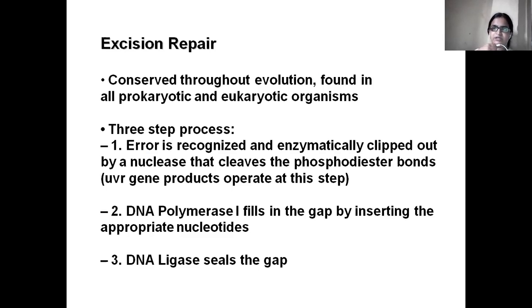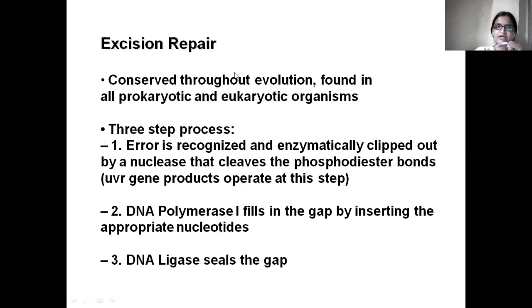So wherever there is a mismatch in the DNA molecule, it is recognized, and then a nuclease will cleave the phosphodiester bond between two adjacent nucleotides, and then a part of the DNA is removed where there is a problem, and then DNA polymerase 1 will fill the gap by inserting the appropriate nucleotides, and then DNA ligase will seal the nick.